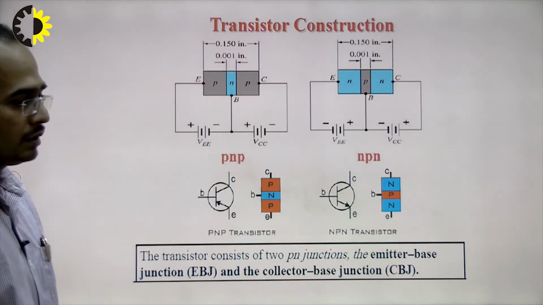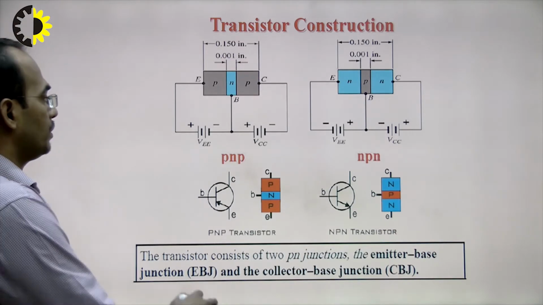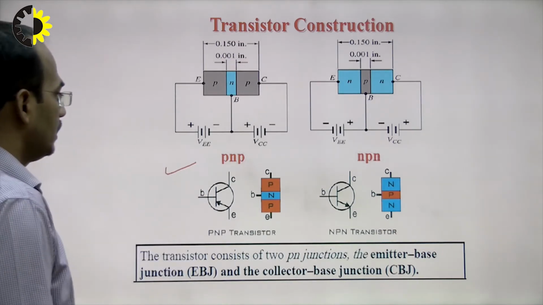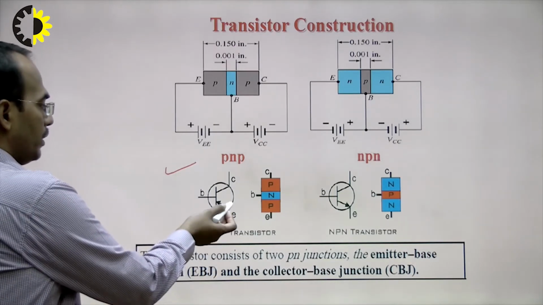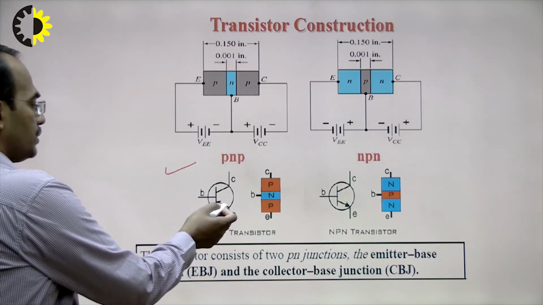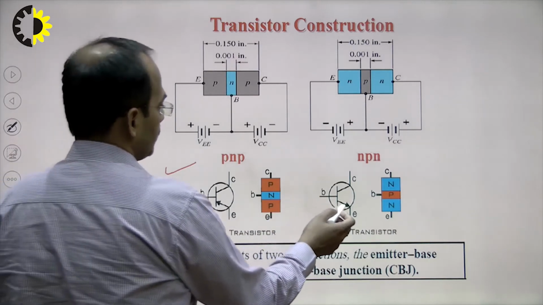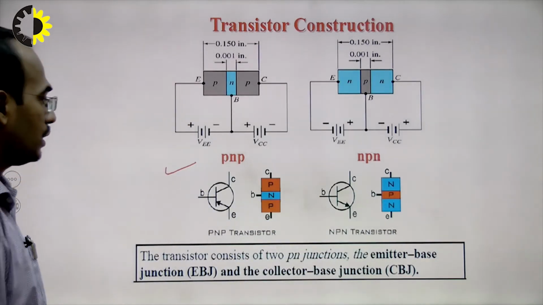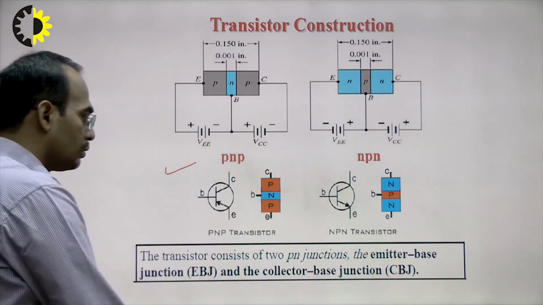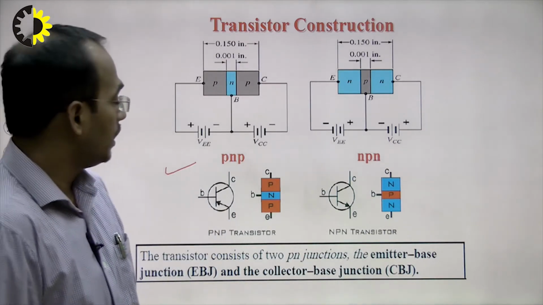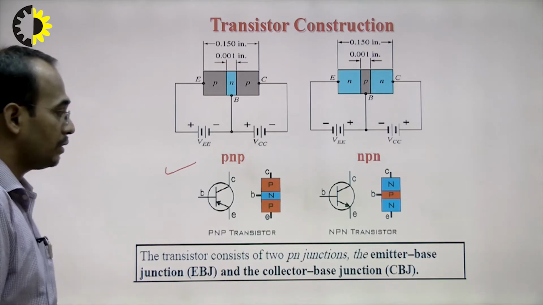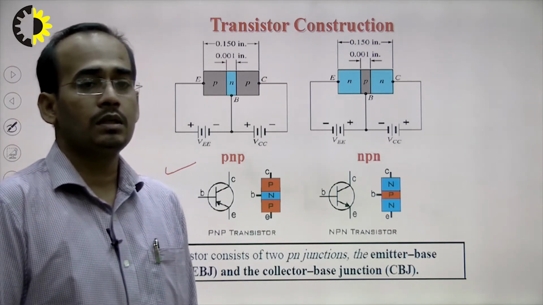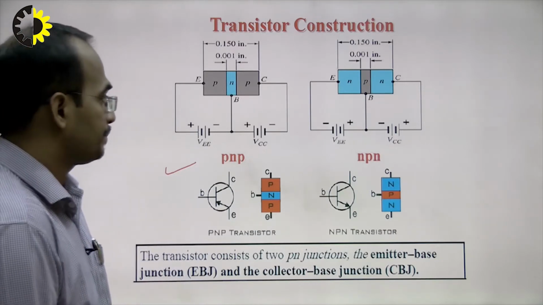Now, coming to the symbol and construction of the bipolar junction transistor. The symbols for NPN and PNP transistors will be like this. The direction of the arrow will decide which one is an NPN transistor and which one is a PNP transistor. If the arrow points inward towards the base, then it is a PNP transistor, and if the arrow points towards the emitter, then it is an NPN transistor.